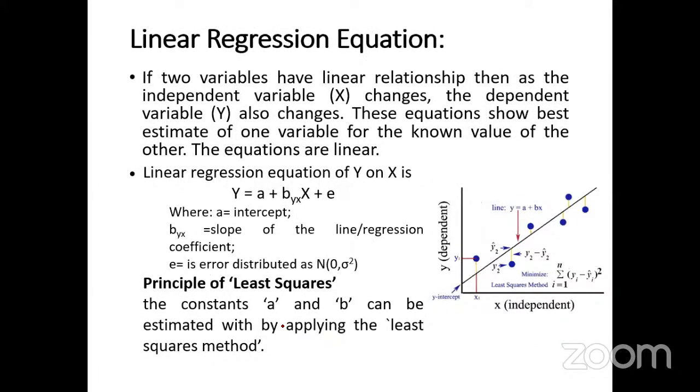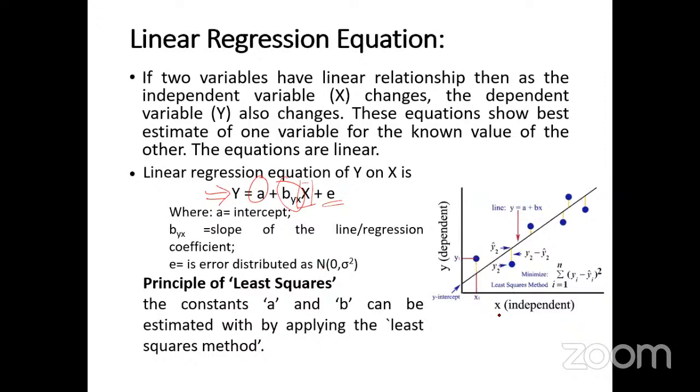Now, the basic equation for linear regression is y = a + bx + e, where e is the error term, a is your intercept, b is the coefficient of regression of y on x, and x is your independent variable. The error e is always normally distributed with mean 0 and variance sigma square.